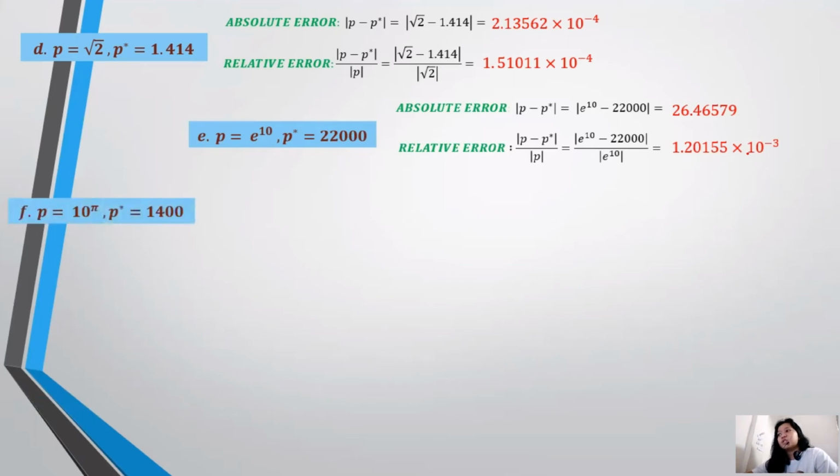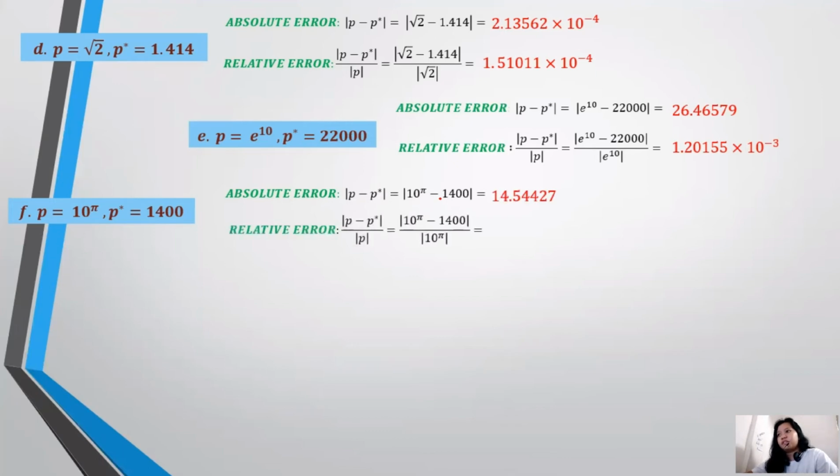Next is F. So the same process for the P, but we have different values for the P and for the P to the power of asterisk. So P is 10 to the power of pi. Then the P asterisk is 1,400. Then absolute value. So substitute from the formula: the absolute value of 10 to the power of pi minus 1,400. So we will have an answer 14.54427.